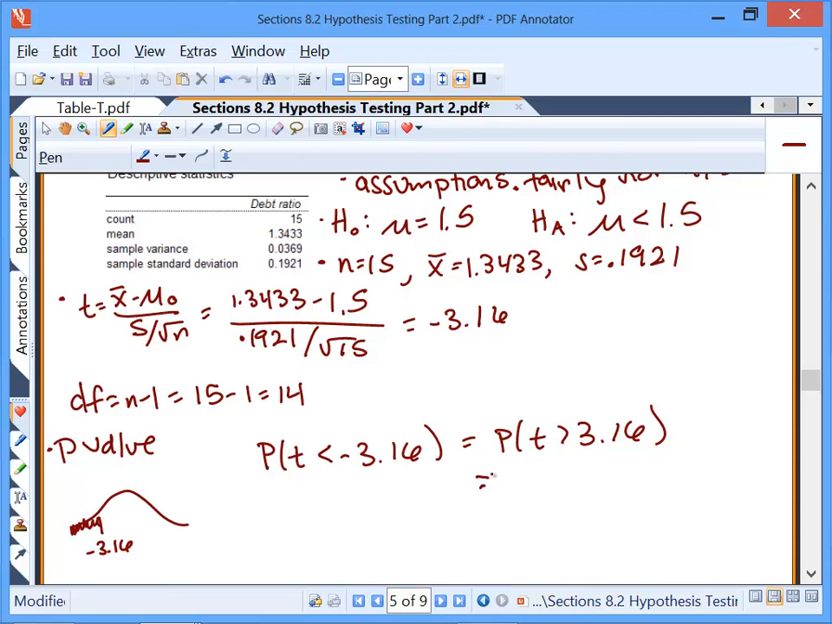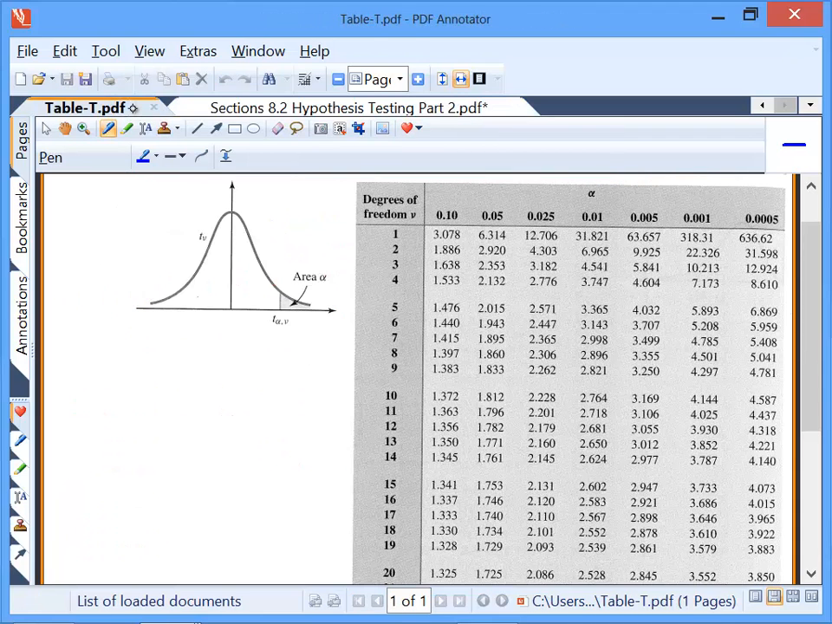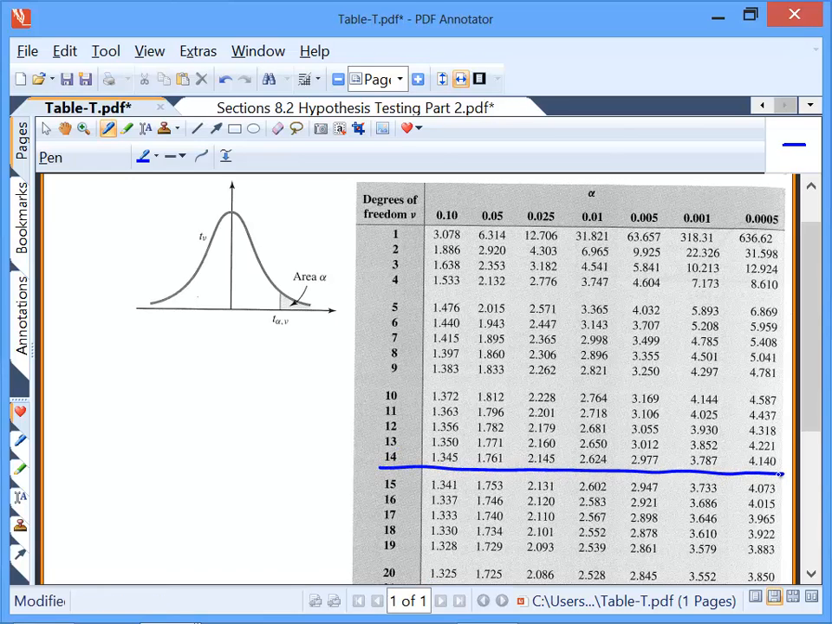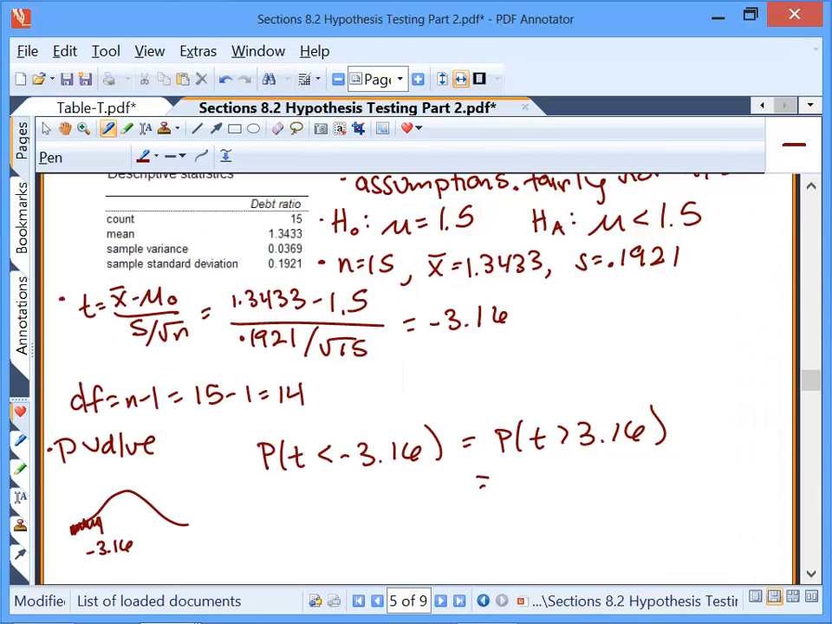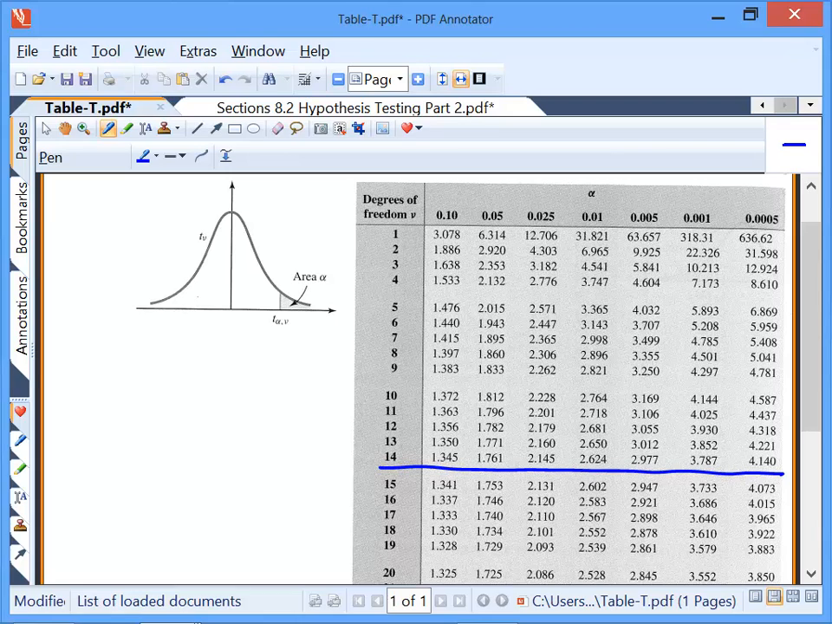So remember the symmetry. I come to my t-table, and I have 14 degrees of freedom, so that's the only row I care about. Remember, this is set up differently than the normal table: degrees of freedom down the side, the probabilities across the top, and the t-values in the middle. So I'm looking for my t-value of 3.16. Where's 3.16 going to be? Somewhere right here.